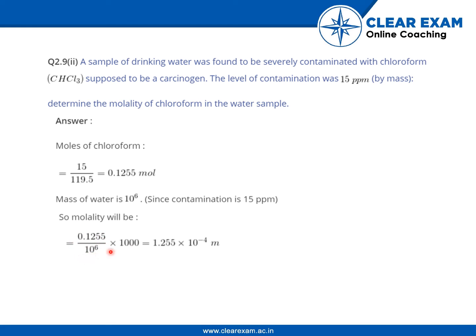0.1255 divided by 10 power 6, into 1000, because we have to keep the denominator in kg. So 10 power 6 is in grams, so divided by 1000, so the 1000 goes up. So the molality of the solution is 1.255 into 10 power minus 4.